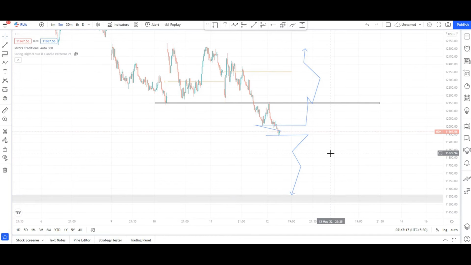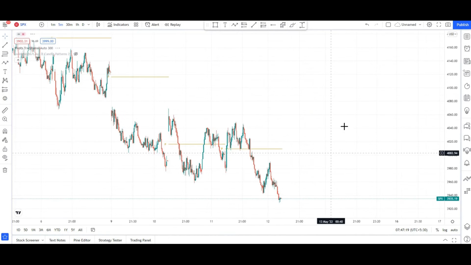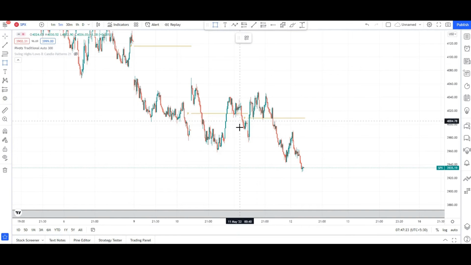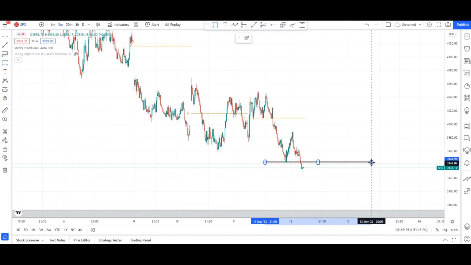Okay guys, we can see SPX, guys. In SPX also, exactly right now it has taken resistance, guys. So what we are going to do is just shift this. Okay, this will act as a resistance for us right now.